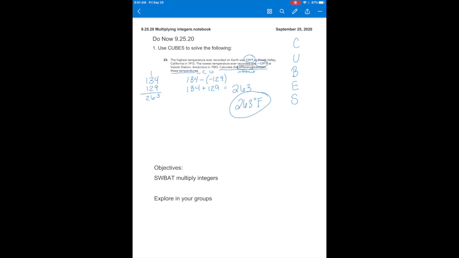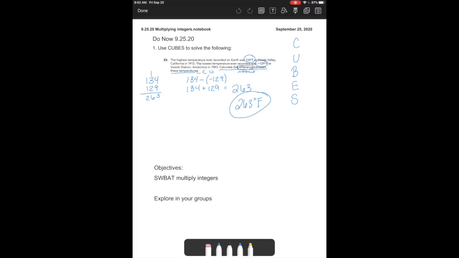So then I evaluate, which means I set up my steps. So I have 134 minus, because it's a subtraction problem, right? Minus negative 129. Well, I have a subtraction problem, so I'm thinking about my flow chart and what steps I need to take, and that means I need to LCO, which then turns into 134 plus positive 129.